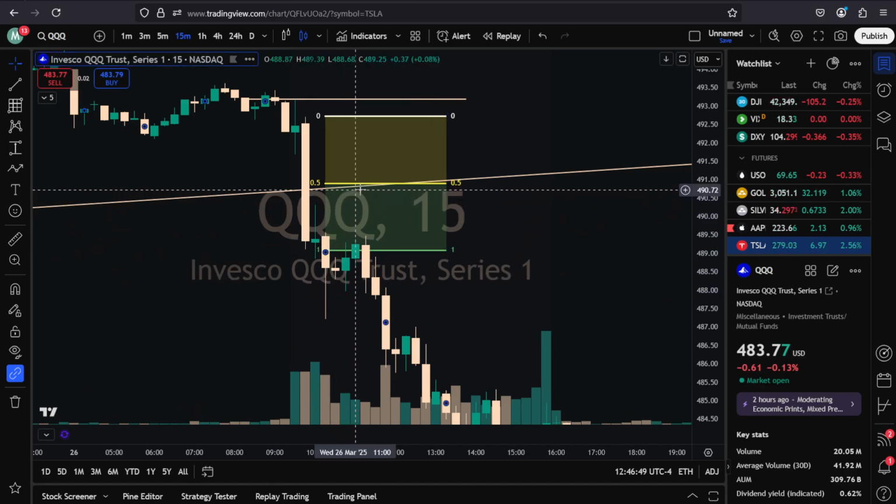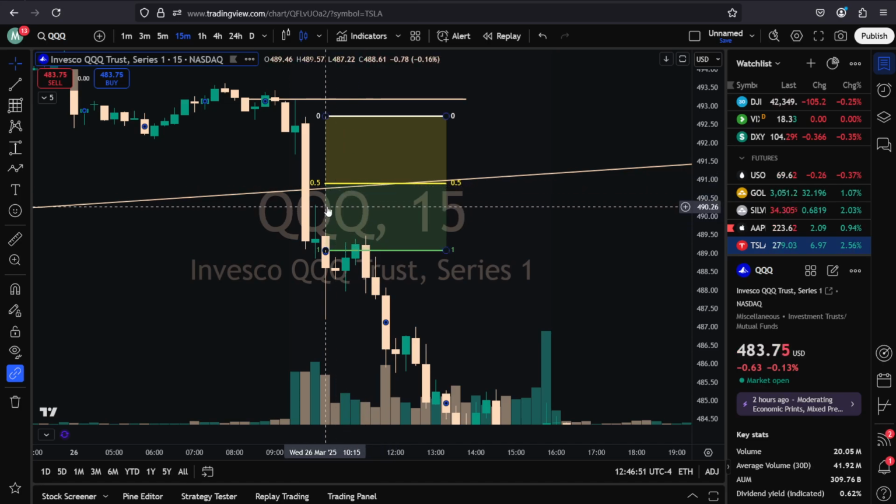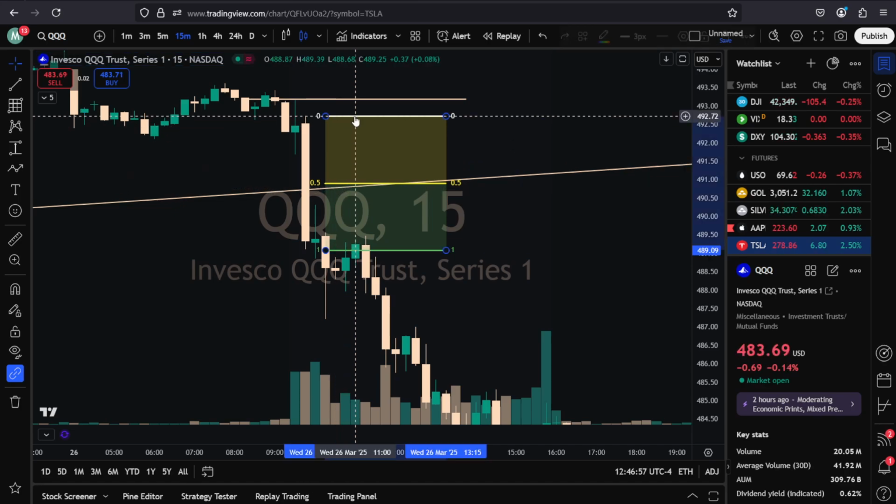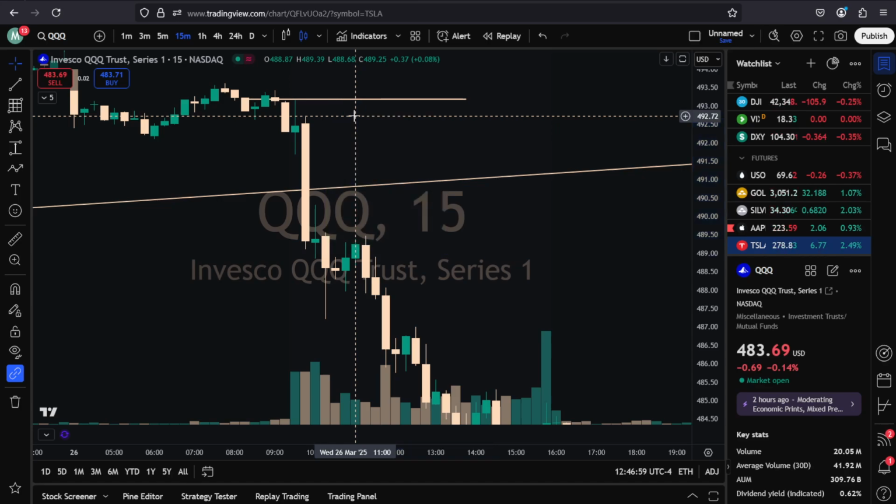Whereas if I waited for the retracement, I'm going to get a much better entry. I'm going to get a much better deal on that position. Not going to have to worry too much about a wide stop loss.